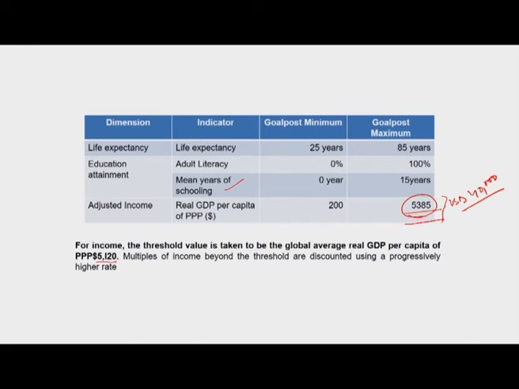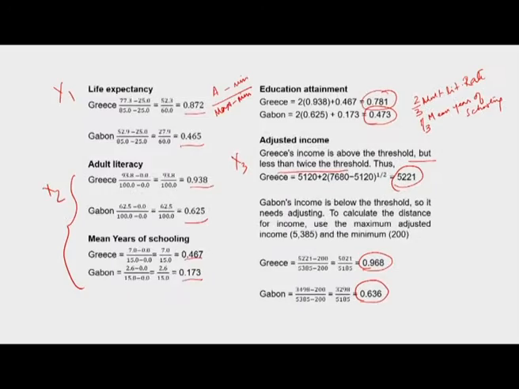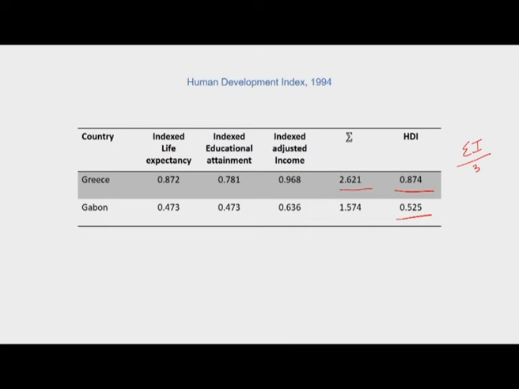Second is fixation of goalposts, minimum and maximum goalposts, and then following a similar methodology for calculation of individual indices based upon the individual dimensions. The dimension of educational attainment gives a 2/3 weight to adult literacy and a 1/3 weight to mean years of schooling, and then adjusted income, and then a final HDI by construction of HDI, which is based upon a simple arithmetic mean of the three indices constructed.